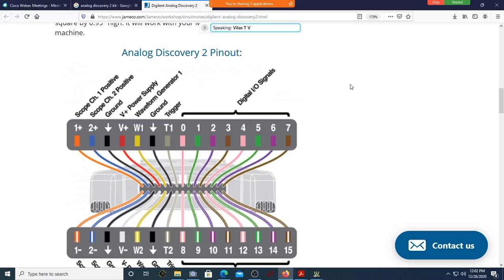IO means input output. It can be configured as input or output. That's what IO stands for. There are 8 such digital IOs, 0 to 7.